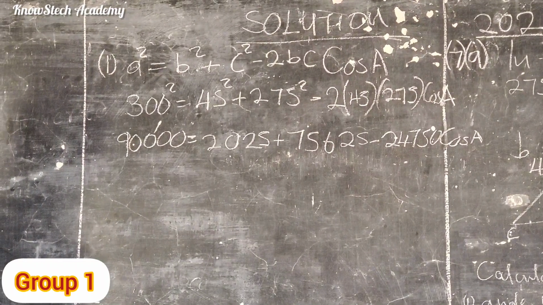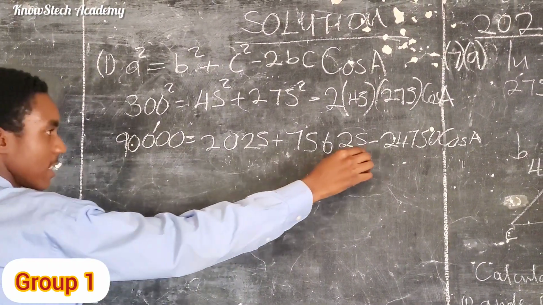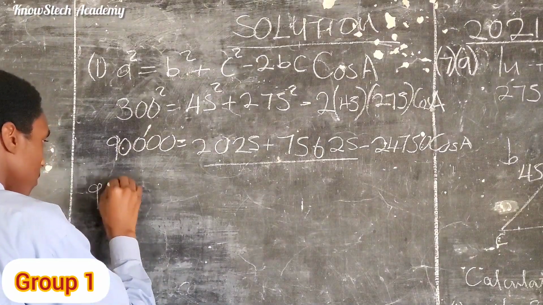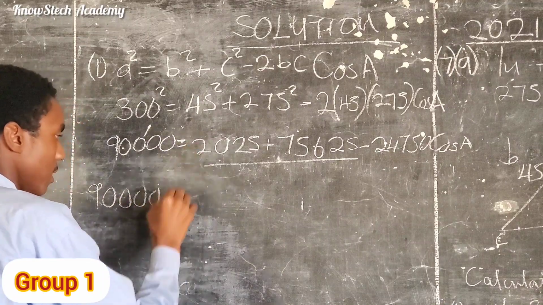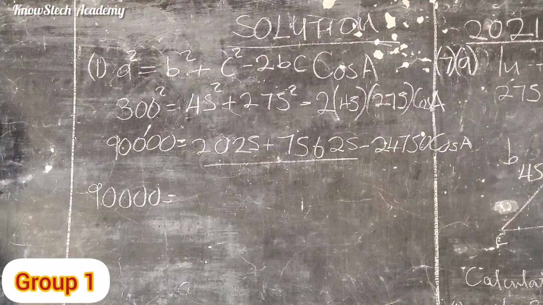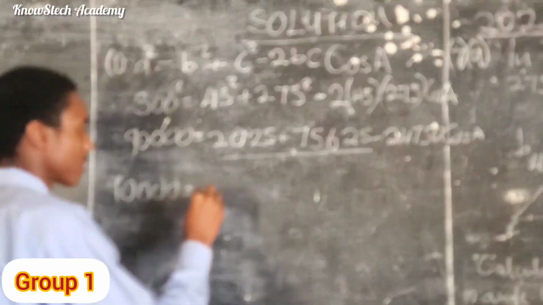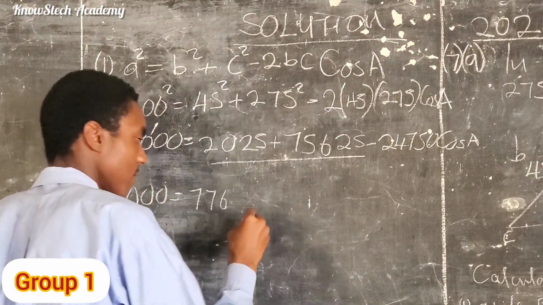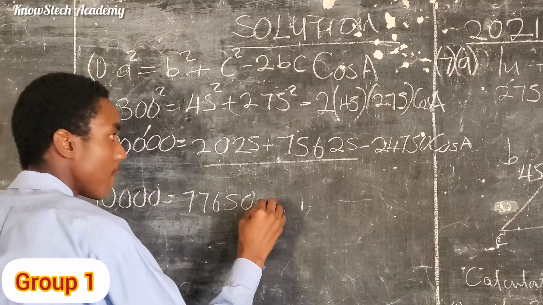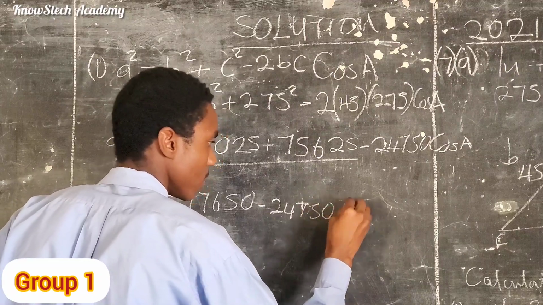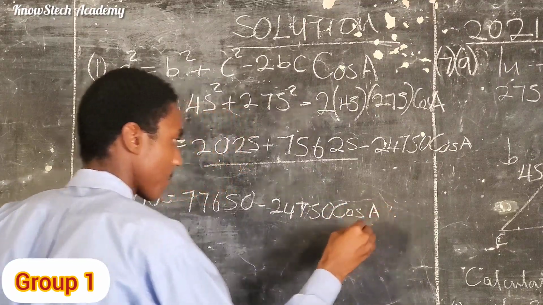So now first we start by calculating this here. Before we do that, we bring this number down, equals, then we calculate this, add those numbers. So we're getting 77,650 minus 24,750 cos A.